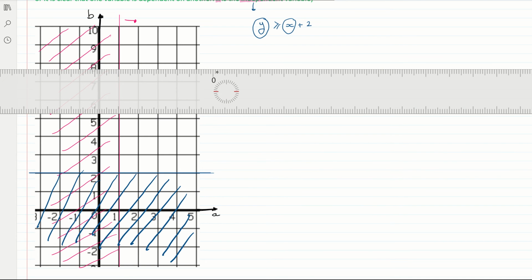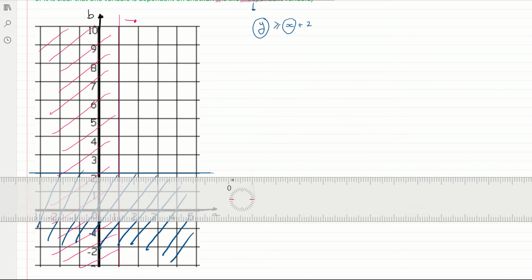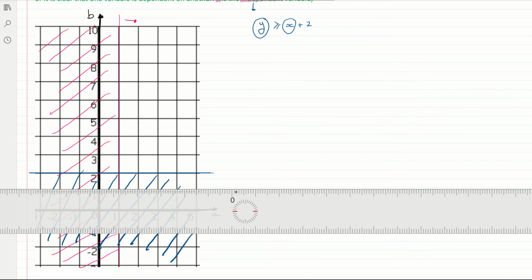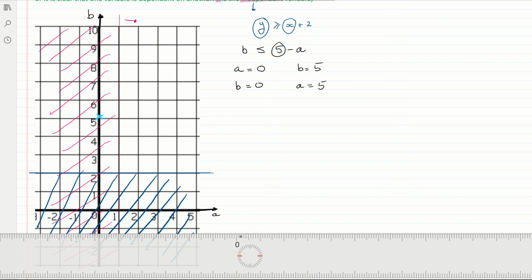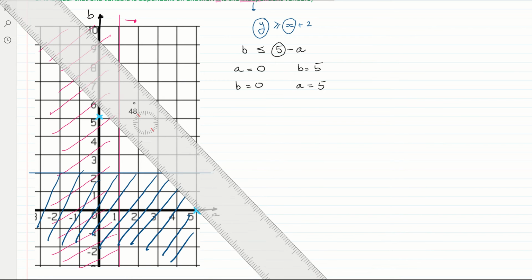And then I'm going to draw B is smaller than or equal to 5 minus A. So you need to find your x and y intercepts, and I hope it is clear that this 5 is very important. When A is 0, B is 5, and when B is 0, A is 5. So really your line is going to be from 5 on the y-axis to 5 on the x-axis, and I'm going to draw my line.